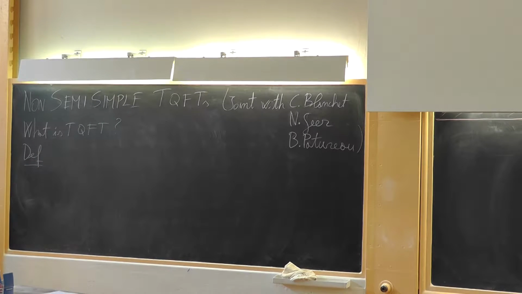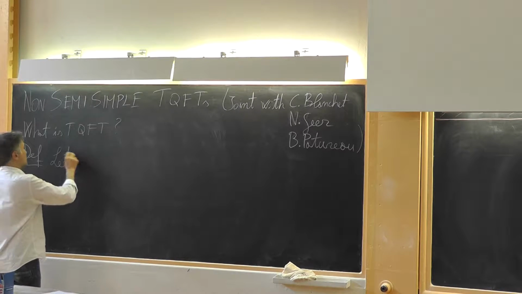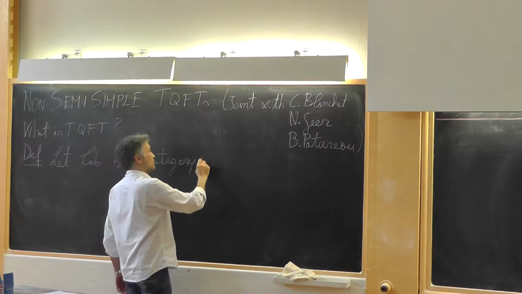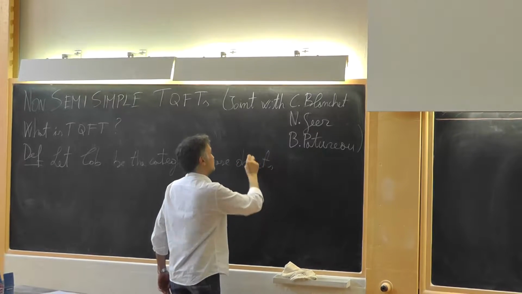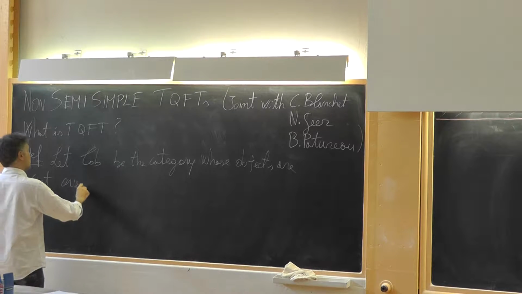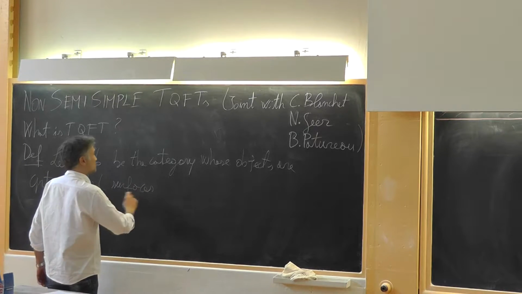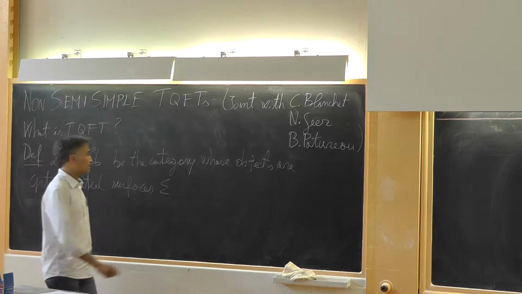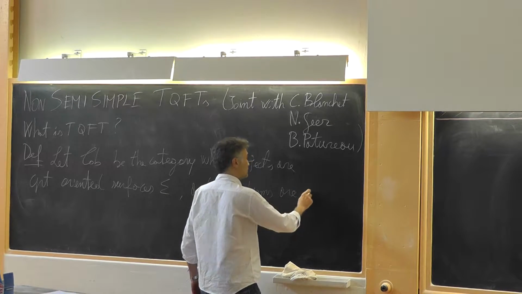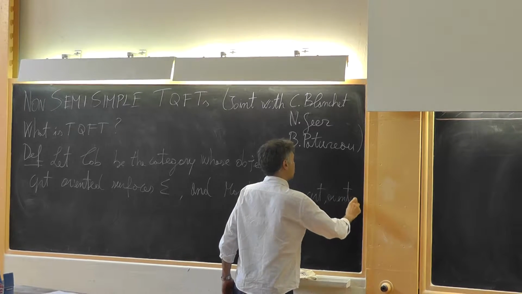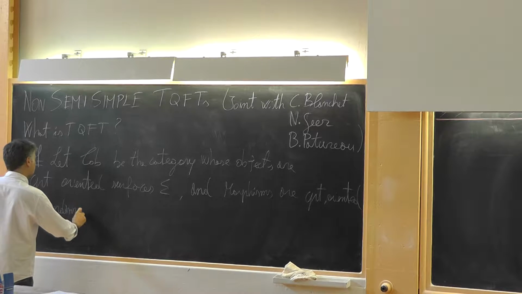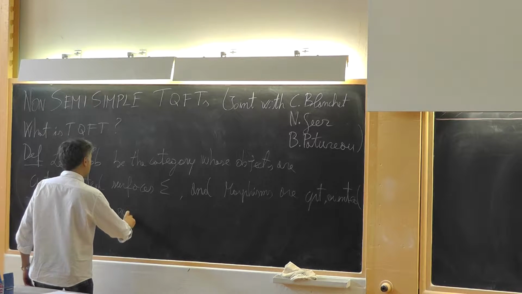Let's agree on some objects I'm sure you have already worked with. Let Cob be the category. Those objects are compact, oriented surfaces, which I will typically denote by the letter sigma, and morphisms are compact, oriented three-manifolds, or let's say three-cobordisms, with parameterized boundary.